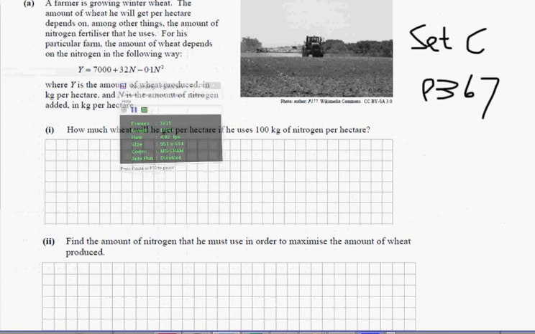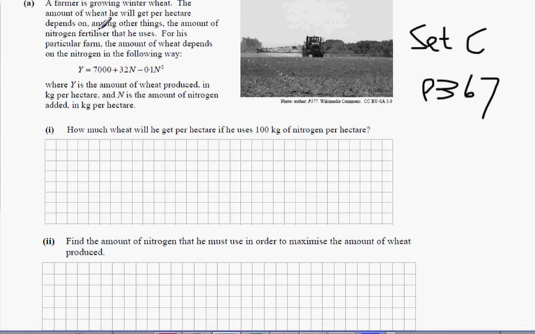Now, what we get here is the following, okay? A farmer is growing winter wheat. The amount of wheat he will get per hectare depends on, amongst other things, the amount of nitrogen fertilizer he uses. For his particular farm, the amount of wheat depends on the nitrogen in the following way. y equals 7,000 plus 32n minus 0.1n squared.